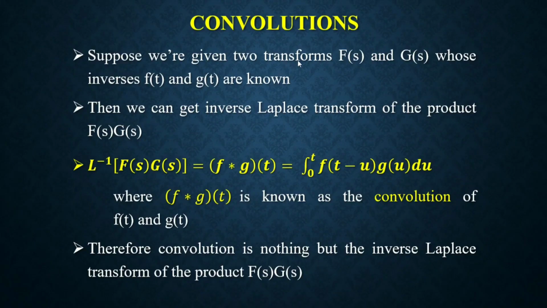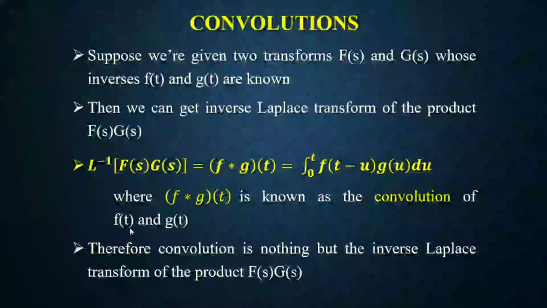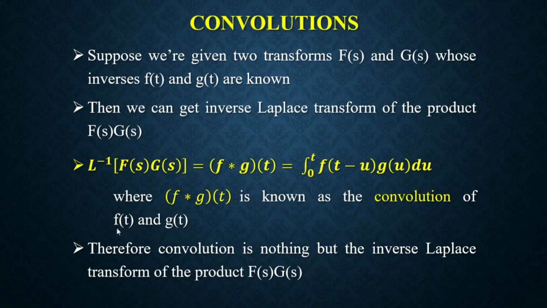So, if we are given two transforms F(s) and G(s) whose inverses f(t) and g(t) are known, then we can find the inverse Laplace transform of the product F(s) G(s). That is, Laplace inverse of F(s) G(s) is equal to (f star g)(t), where (f star g)(t) is the convolution of the functions f(t) and g(t). We can obtain f(t) and g(t) by taking the inverse Laplace transforms of F(s) and G(s) separately.